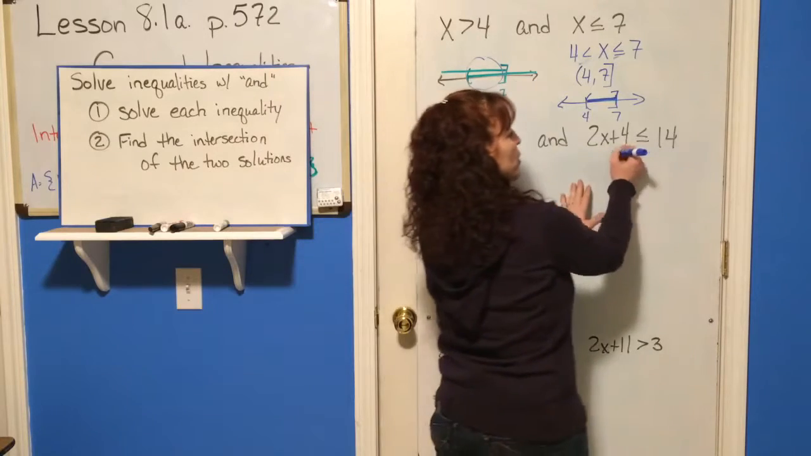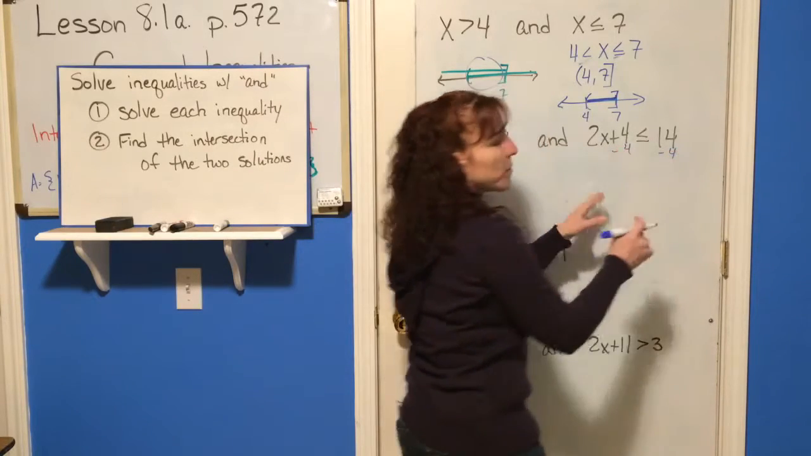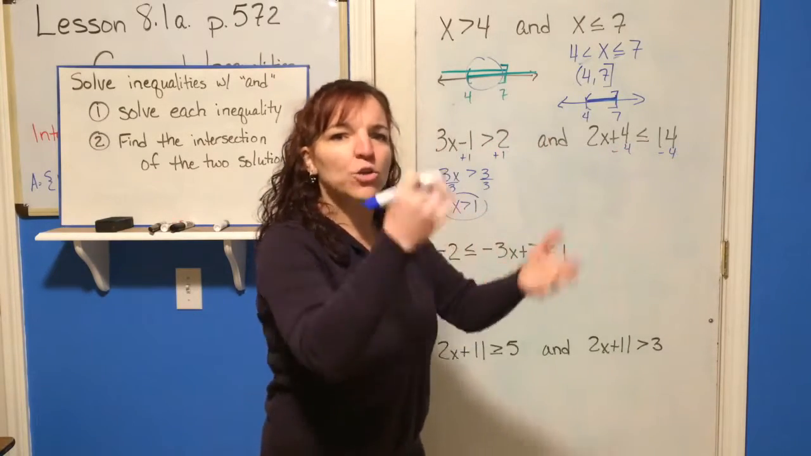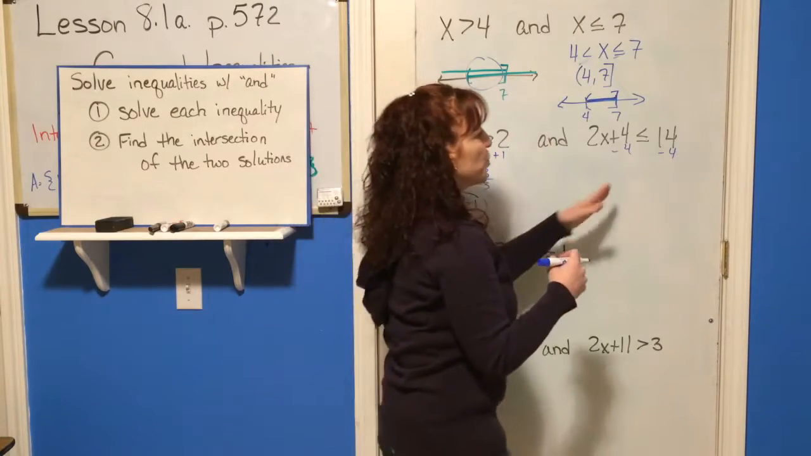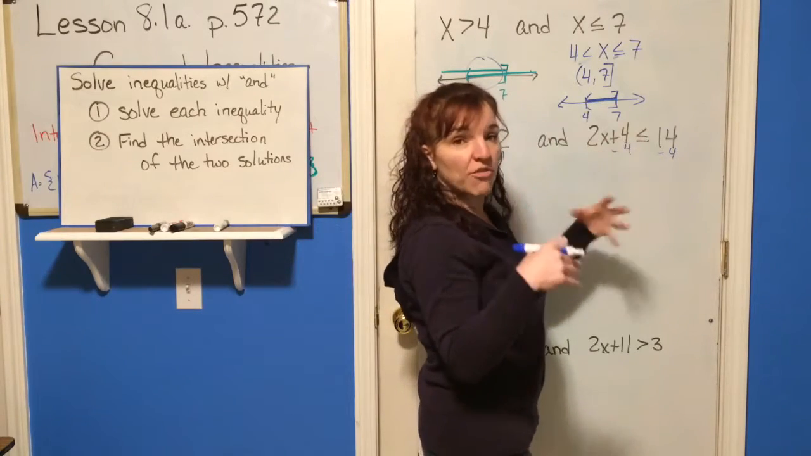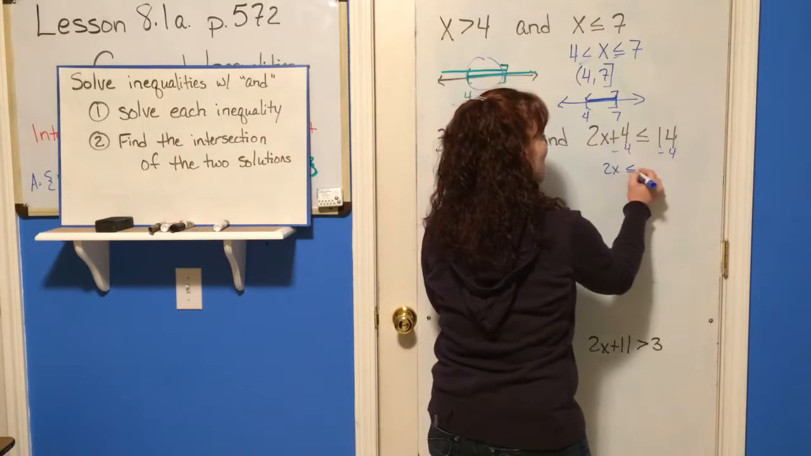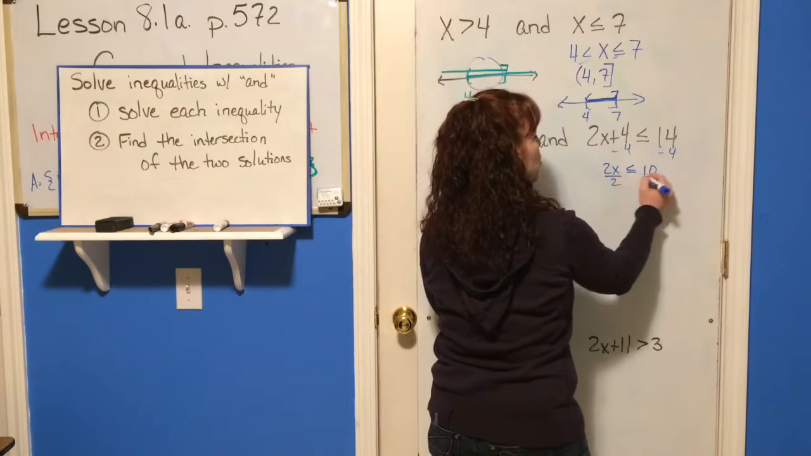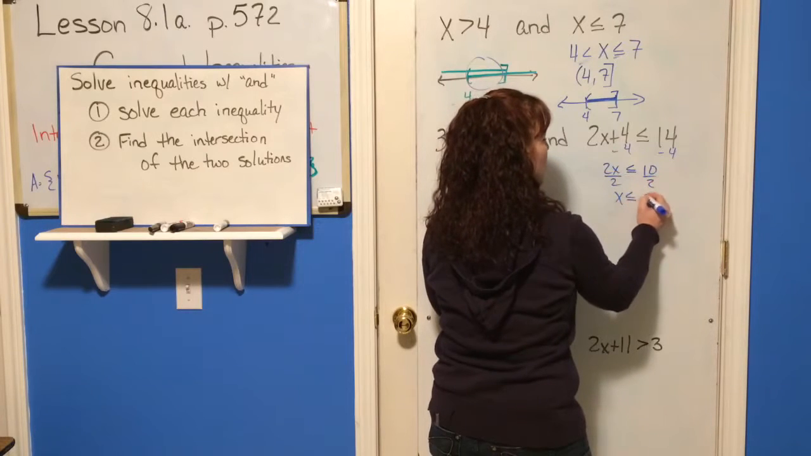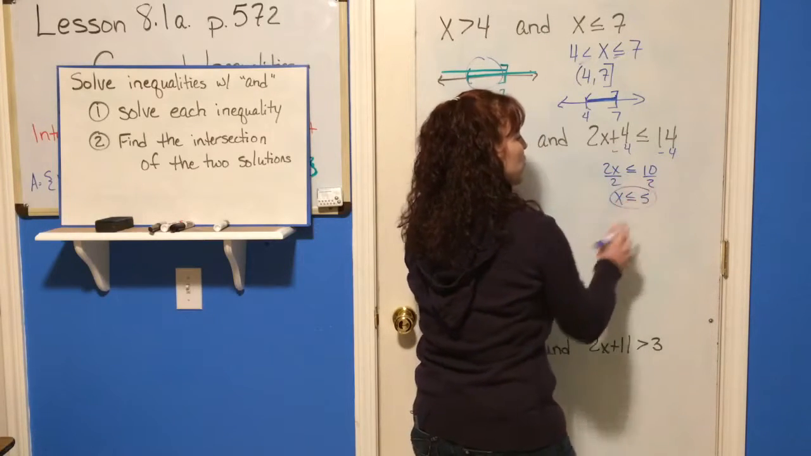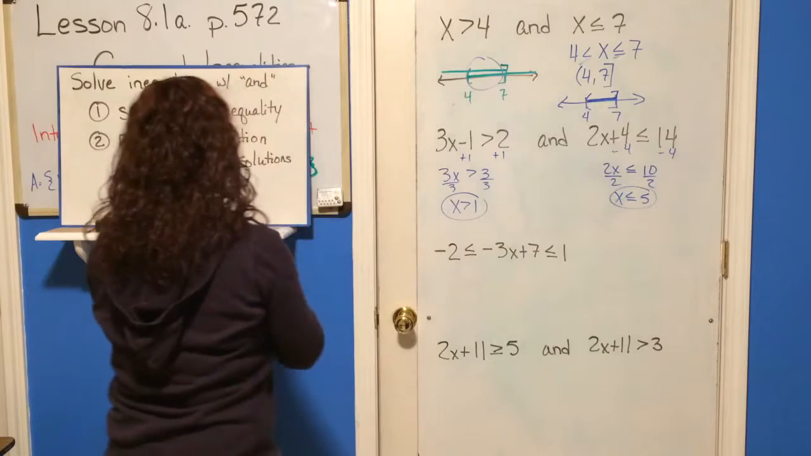And over here, you're going to subtract 4 from both sides. I'm going quick because hopefully by now you know how to solve these. You pretend like they're just equations, just solve them and keep your same sign. So 2x is less than or equal to 10, divide by 2. So x is less than or equal to 5. All right, so these are our two endpoints.